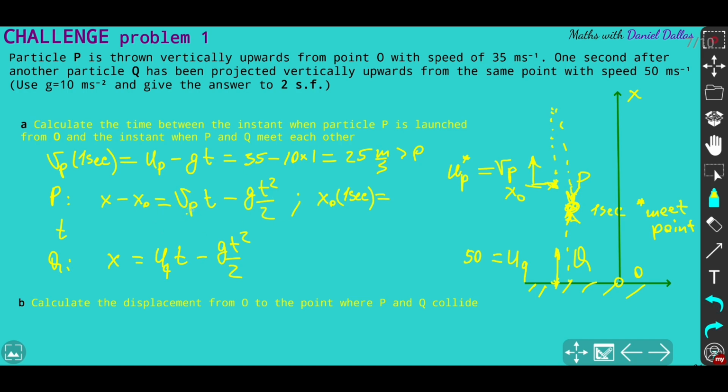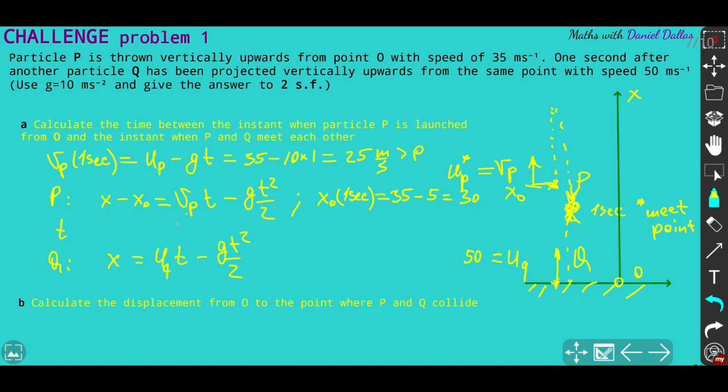So UP was 35, so we got 35 here, times time, 1 second, and minus 5, it's going to be 30. All right, as you can see, we've got 30 here, and that's the initial coordinate. Okay, so let's move next. So it's going to be 30, and we just plug into the formula, and we equate both x's.